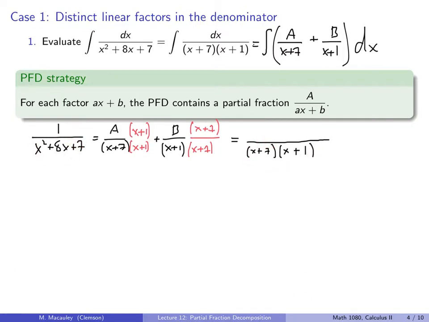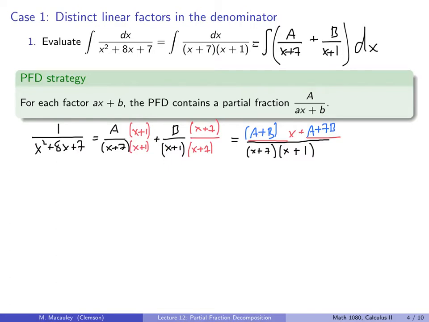So if we want these two things to be equal, well, their bottoms are equal, so their tops better be equal. So the top of this fraction, I'm going to write it as something times x plus something else. And the question is, what are those somethings? So how many x's do we have here? We have a times x and we have b times x. So we have a plus b x's right here. And what's our constant term? Our constant term is a times 1 plus b times 7. So this is a plus 7b.